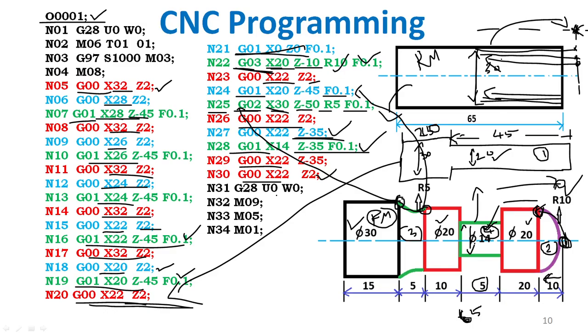So G28 usually is the home position of the tool, M08 is the coolant, M05 is the spindle stop. M01: suppose you want to continue to the next program, use M01, otherwise M30. So at the end of the program, put the M30.